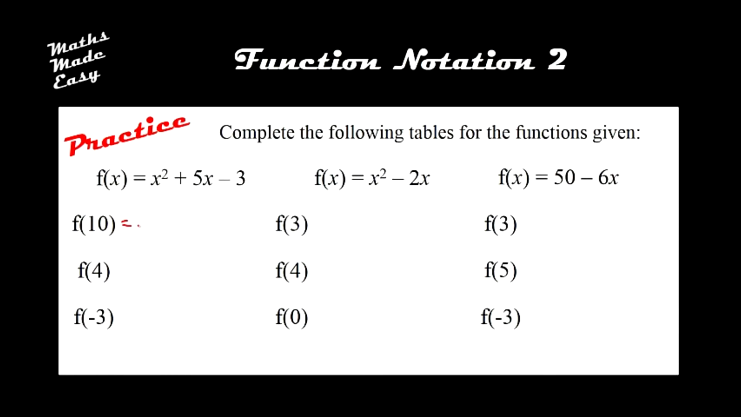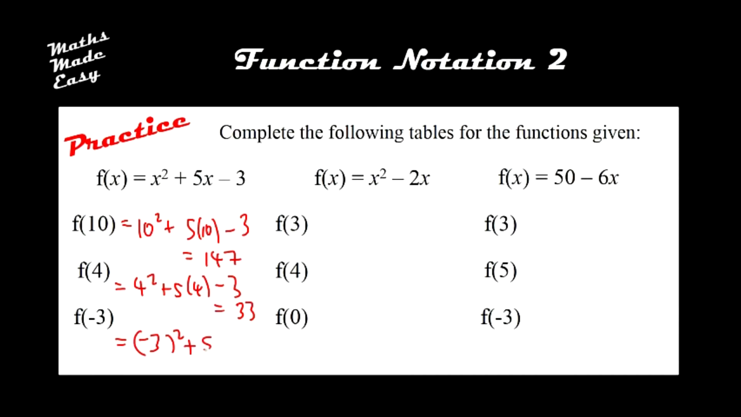So for this first one here, we have 10 squared plus 5 lots of 10, subtract 3. 10 squared is 100, 5 tens are 50, and then take 3, you get 147. For this one here, we've got 4 squared plus 5 lots of 4, subtract 3. So we've got 16 add 20 is 36, take 3 is 33. F of negative 3: negative 3 squared plus 5 lots of negative 3, subtract 3. Well, negative 3 squared, that's 9. And we're going to take 15 from that, and then we're going to take another 3 from that. So altogether we're taking 18, so we end up with negative 9.